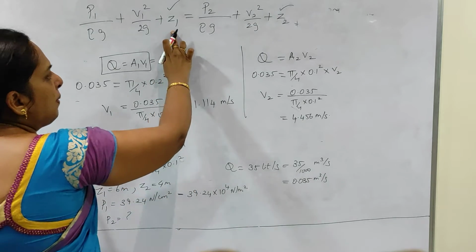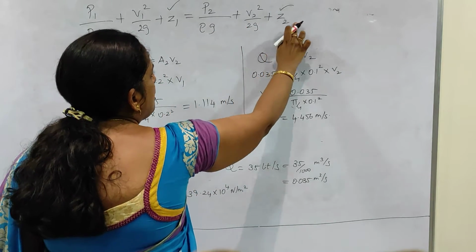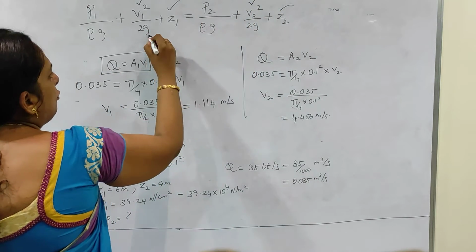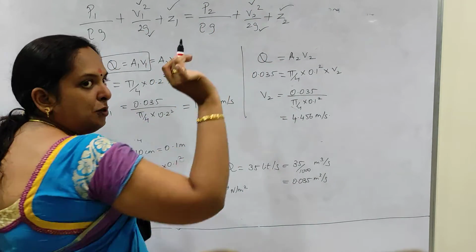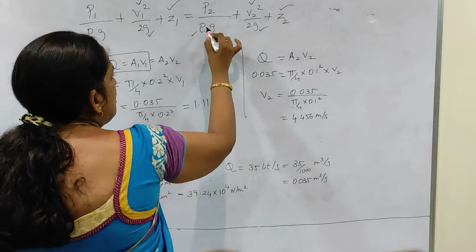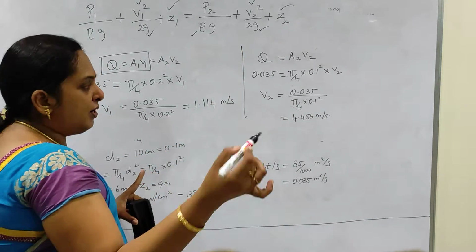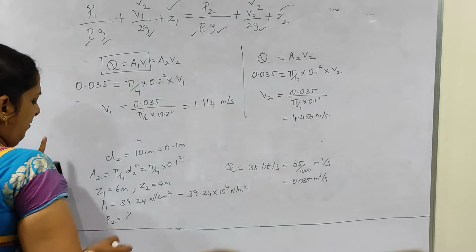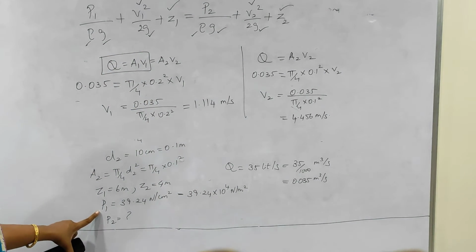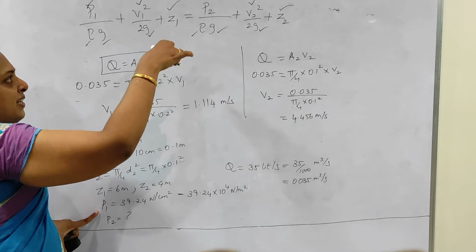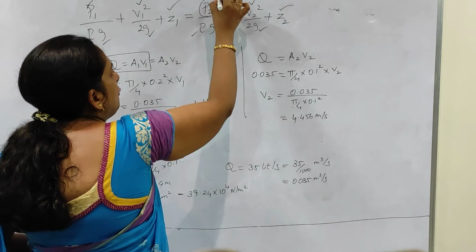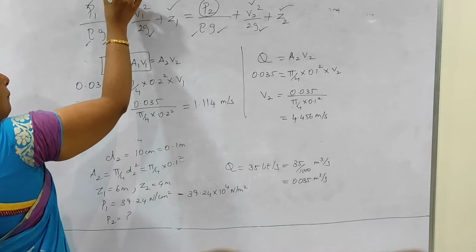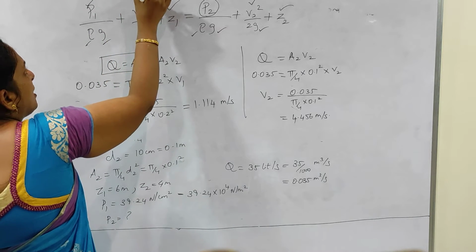So already I know in my Bernoulli's equation Z1 and Z2 are known. Now I know what is V1 and V2. G is also known because it is acceleration due to gravity, it's constant. Rho is also known, it is the density of water. And P1 is also given in the problem. So what is the other thing I have to find out? It is P2.